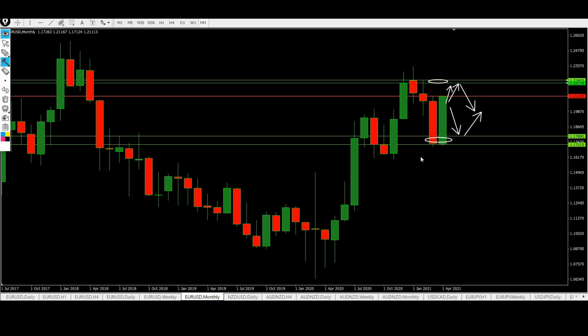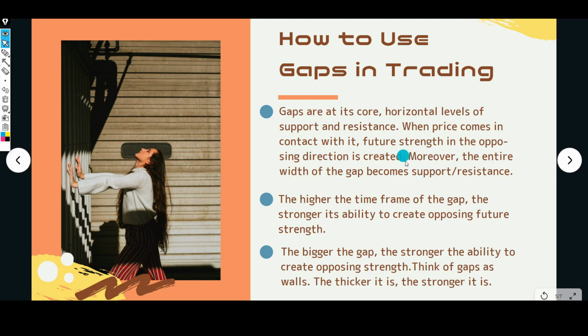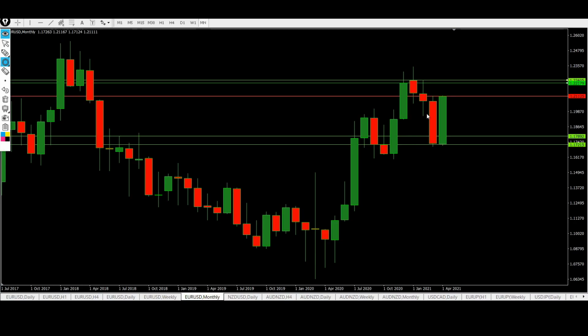So let me explain that to you. Moreover, the entire width of the gap becomes support and resistance. Okay, so the difference between normal trend lines and gap trend lines is that this entire range or the width of the gap becomes support. And this top one also, this entire range or width becomes resistance.